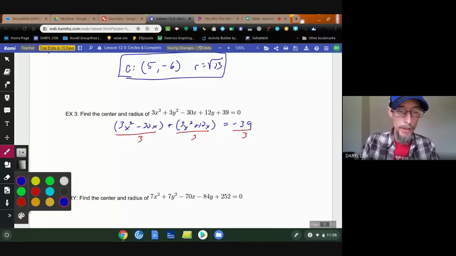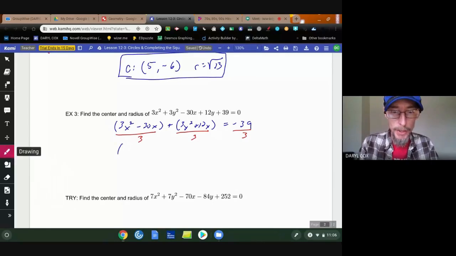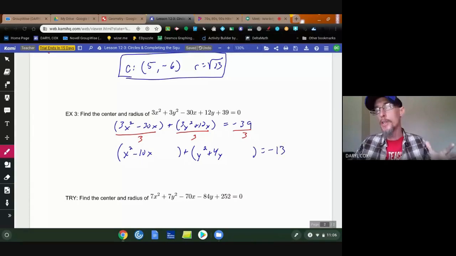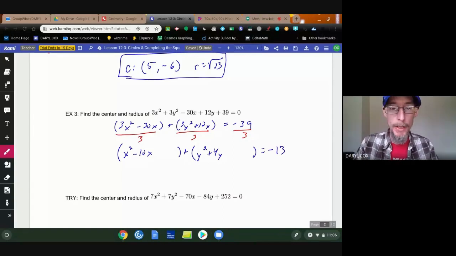Okay, so when I do that, this equation is now just going to be x squared minus 10x. I'm going to go ahead and leave some space so I can complete my square. Y squared plus 4y. I'm going to leave some space. And negative 13. We just took a problem that looked way more difficult and made it the same thing we've been doing. That's it. I can complete my square.